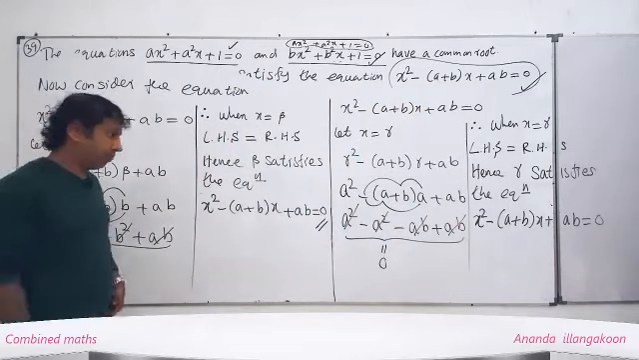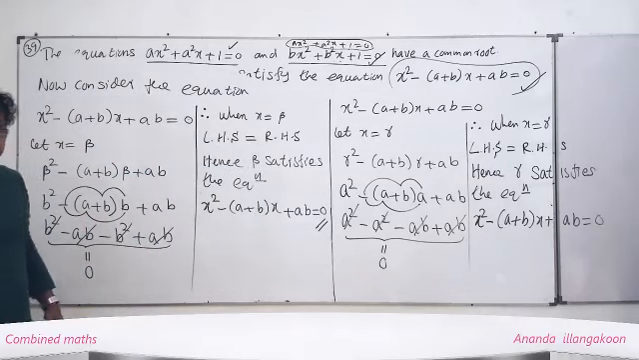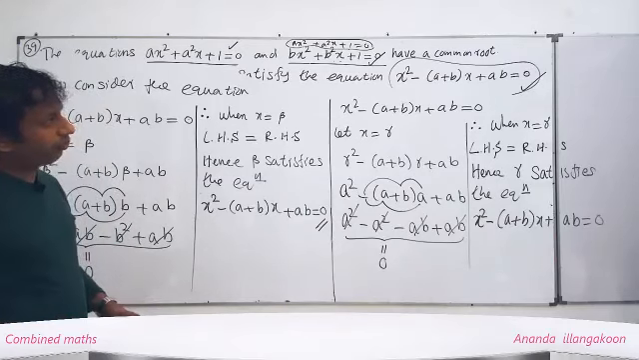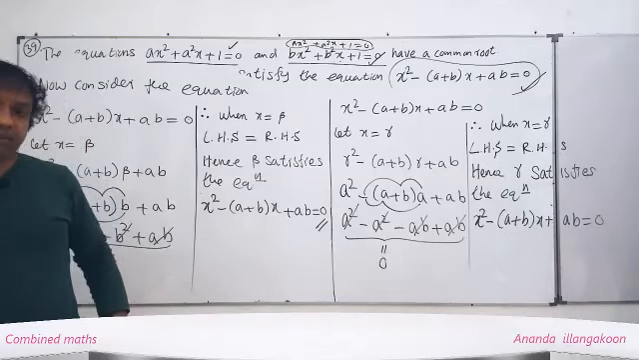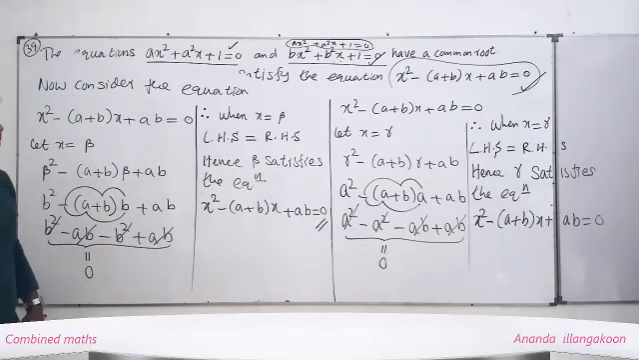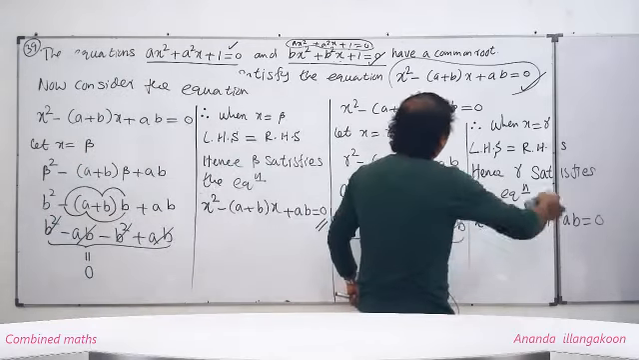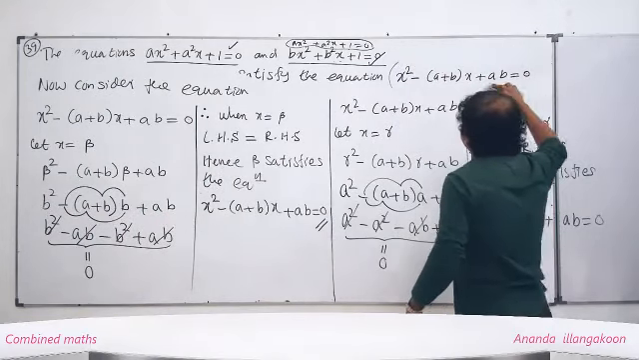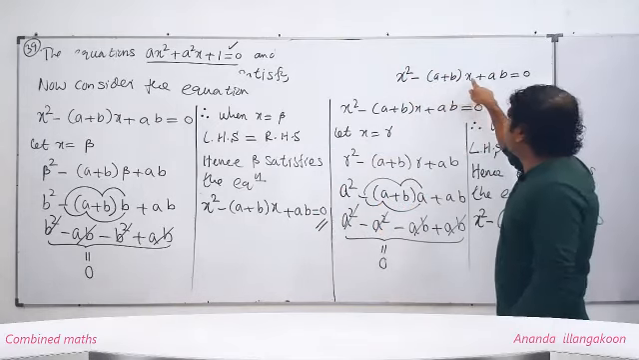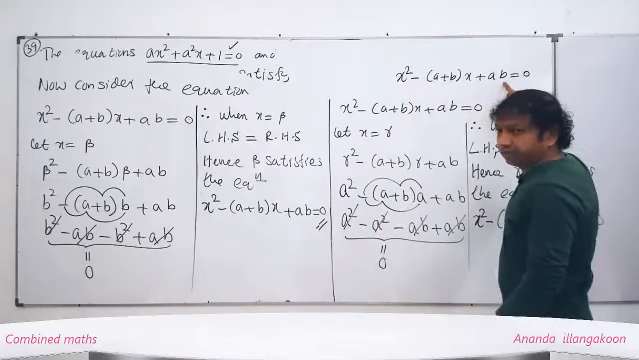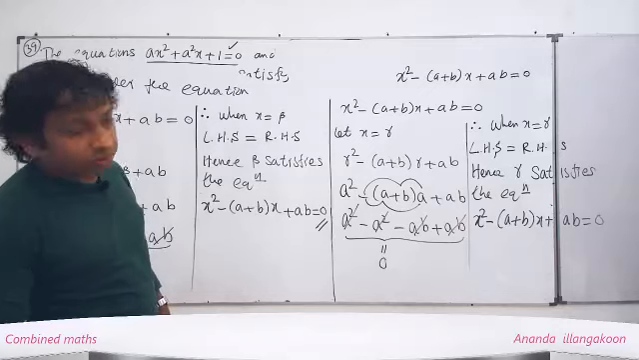Now write down like this. Therefore, the other two roots of the two equations given satisfy the equation x squared minus (a plus b) times x plus ab equals 0. This is how we take that answer.